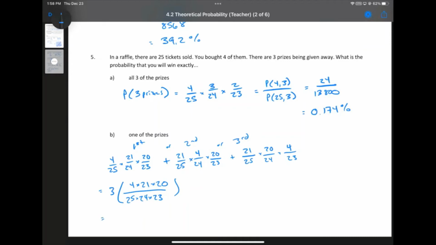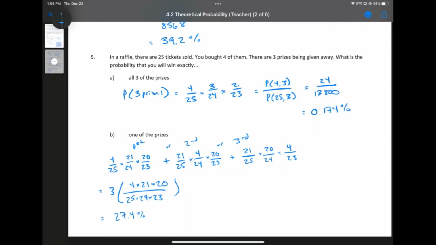Okay, once you've done that, I'm going to try and do this all in my calculator at once. By the way, if you get a different answer than me, it's probably because you're not using BEDMAS properly. Remember that 25 times 24 times 23 on the bottom need to be evaluated before you do the division. So the way I do that in my calculator is I do the top part: 3 times 4 times 21 times 20. And then I divide by 25, divide by 24, divide by 23, and I get 0.274, or 27.4%. 27.39 something to be more precise, but we'll round off to 27.4.